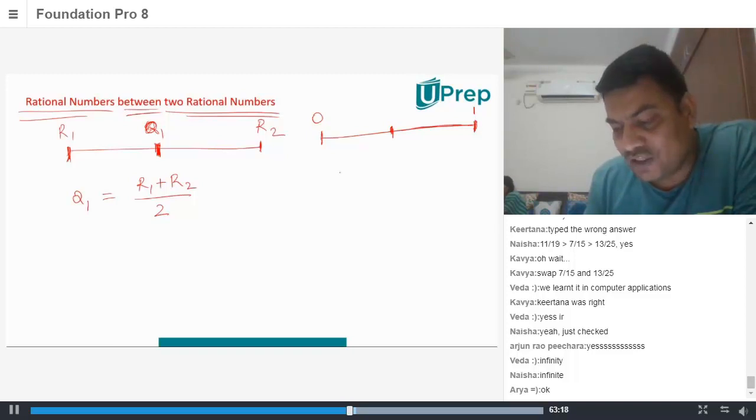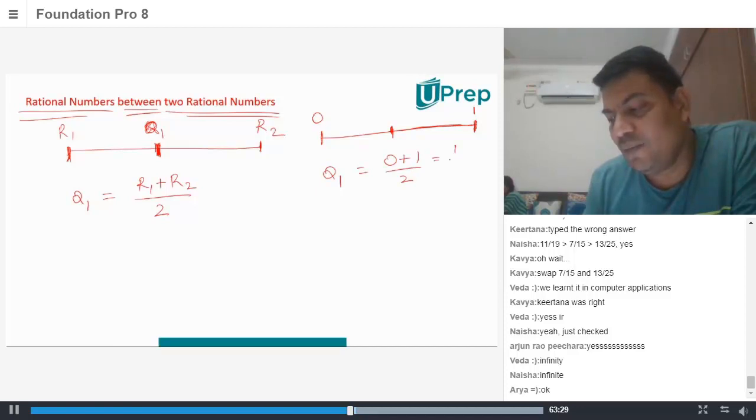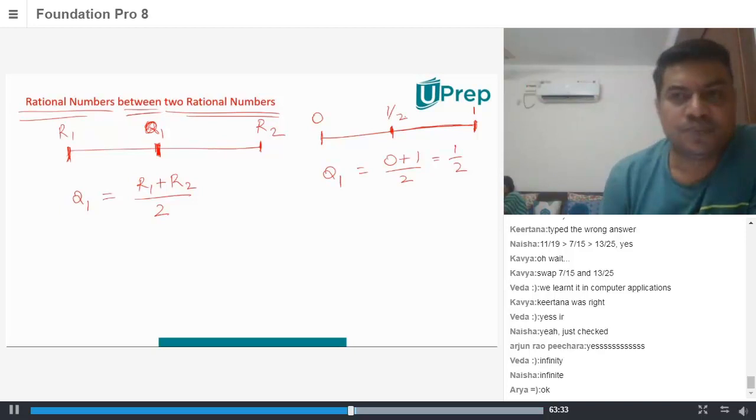So let me call that rational number Q1, which is nothing but 0 plus 1 divided by 2. So 0 plus 1 is nothing but 1. So you have 1 by 2. So you got a rational number between 0 and 1, that is 1 by 2.